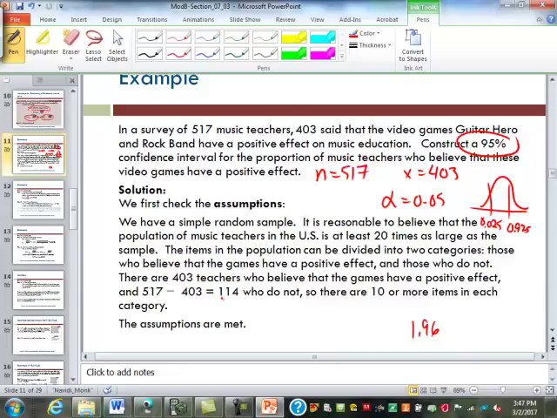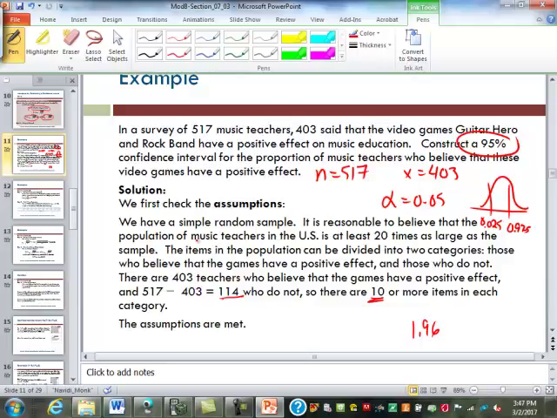Now they also noticed 114 who do not. That's double checking. n minus x is more than 10, so there's at least 10 that are not in our desired category. We had to make that double check. I forgot to do that there.